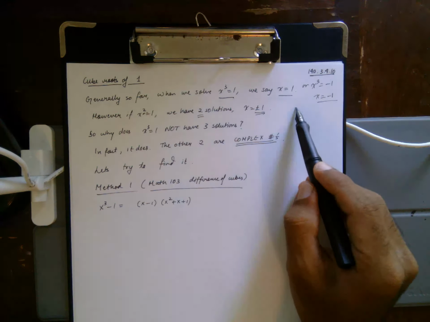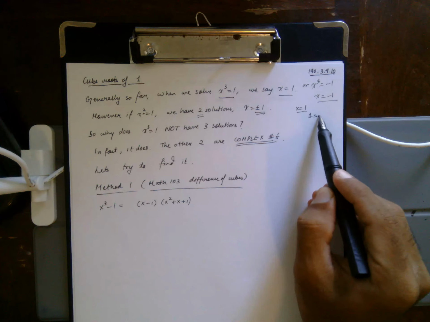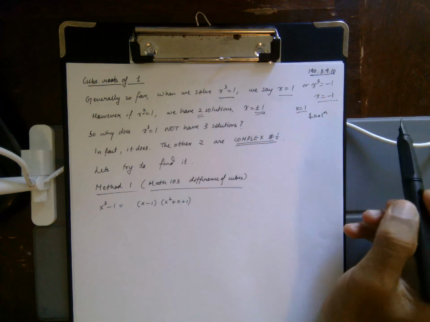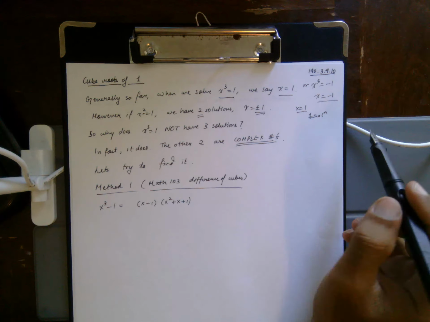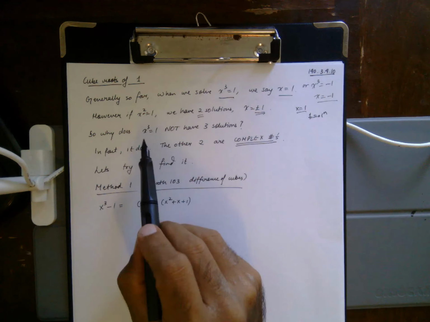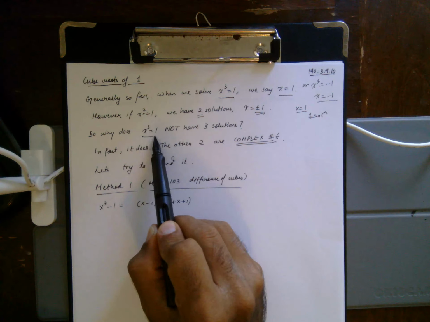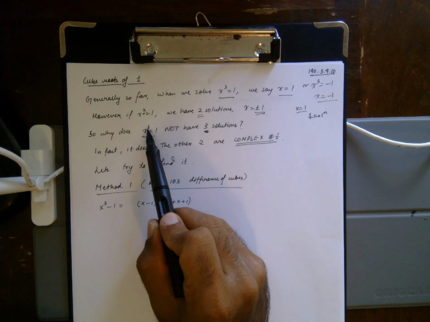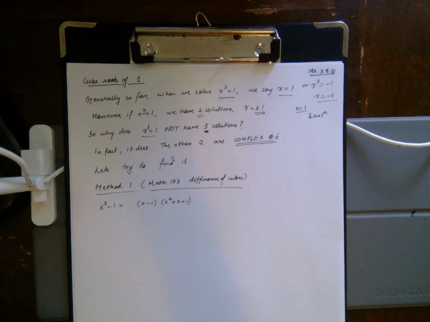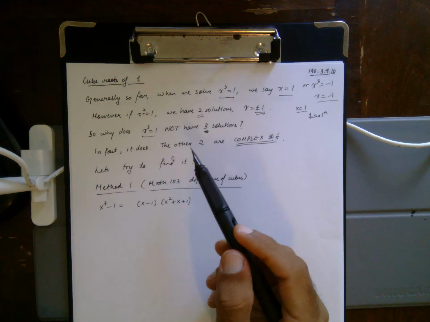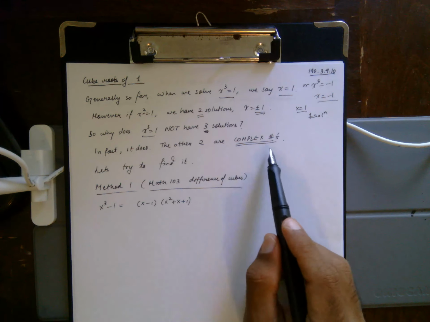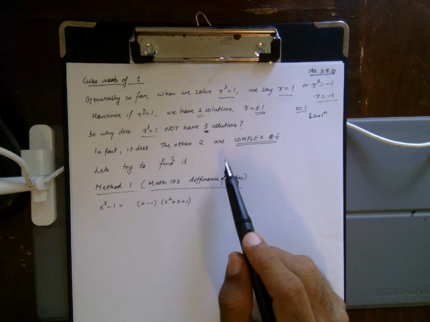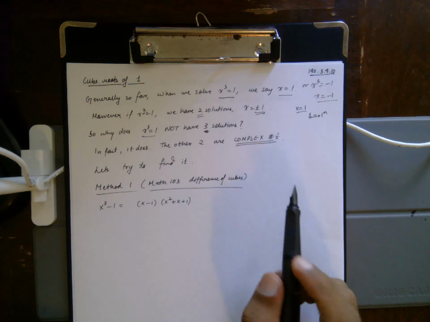Similarly, if you have x equals 1, you have one solution, which matches the exponent of x. So, natural question to ask is, well, what happens here? Why does it not have 3 solutions if x is to the power 3? So in fact, it does. It just happens that the other 2 are complex numbers, so we don't consider them. So we're going to find this using 2 different methods.